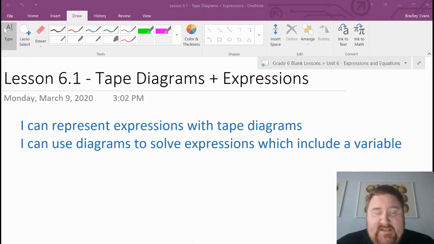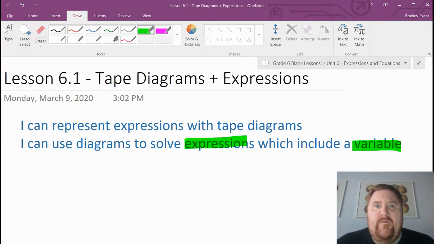Today's specific objective is that you can represent expressions with tape diagrams, so you will be expected to use them, and that you can use these diagrams to solve expressions which include a variable. Now, again, don't worry if you don't understand what these words mean. By the end of the lesson, hopefully you will have a better understanding of that.